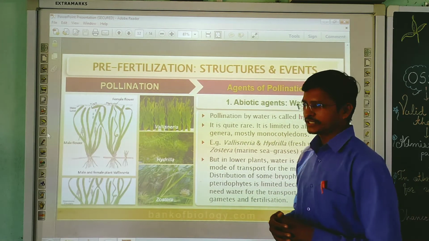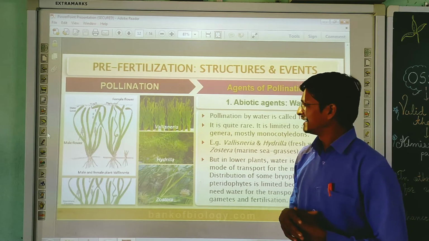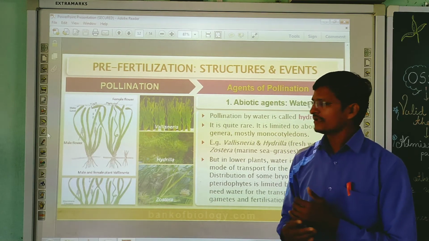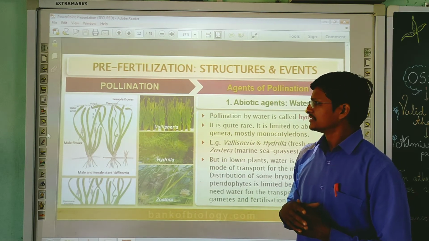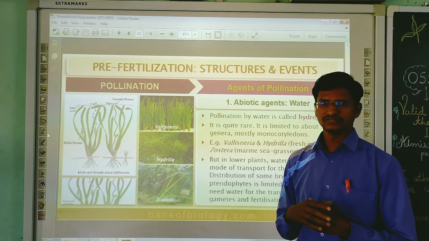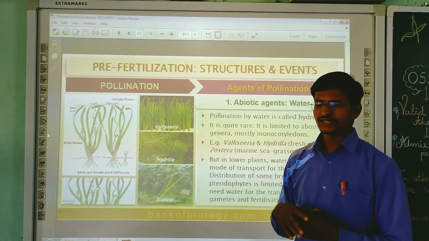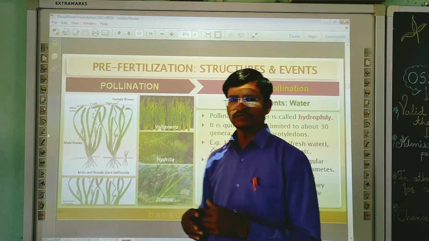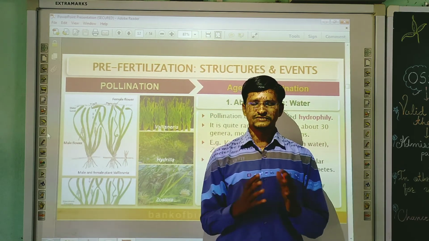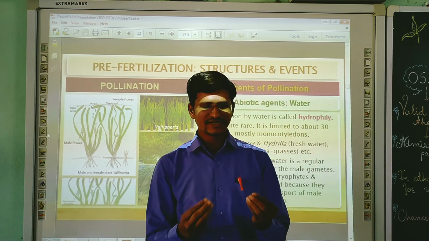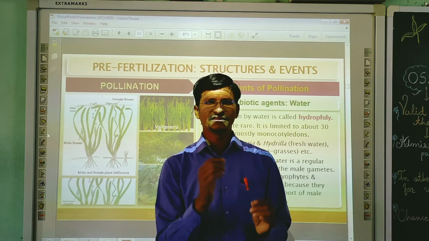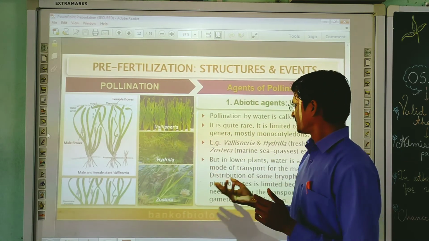Next, water. Water pollination is seen in Vallisneria, Hydrilla, and Zostera. These types of plants easily float on the water. Generally, for pollination by water we use the example of coconut. That example we were taking, coconut, so you can remember that also.